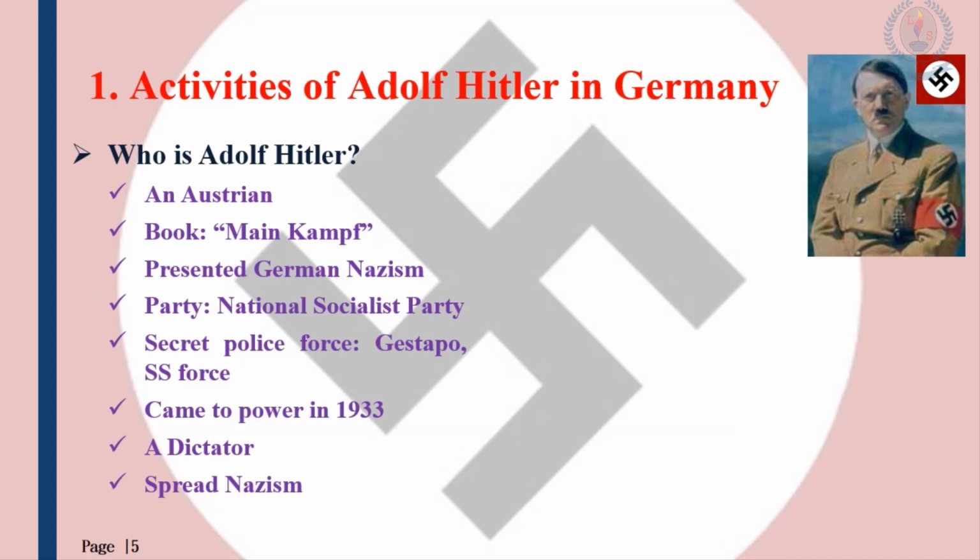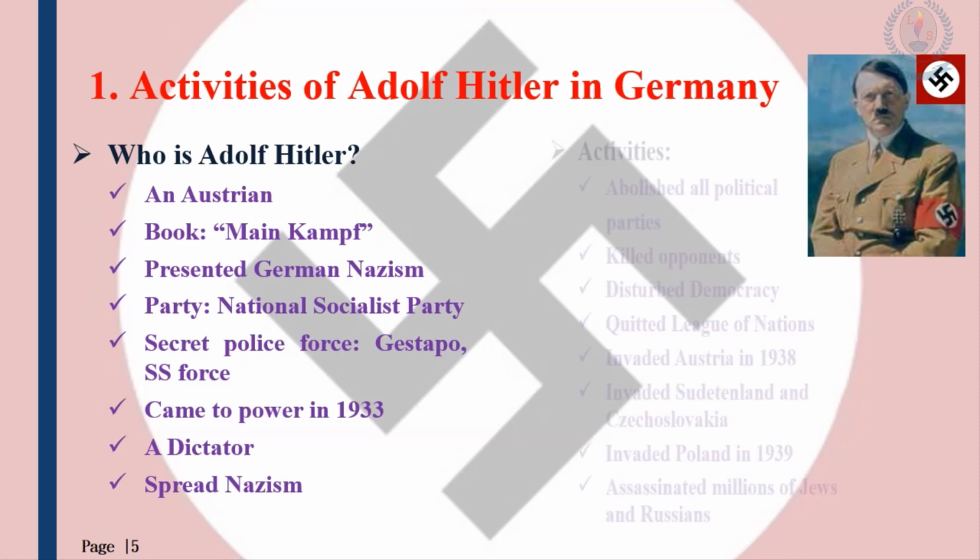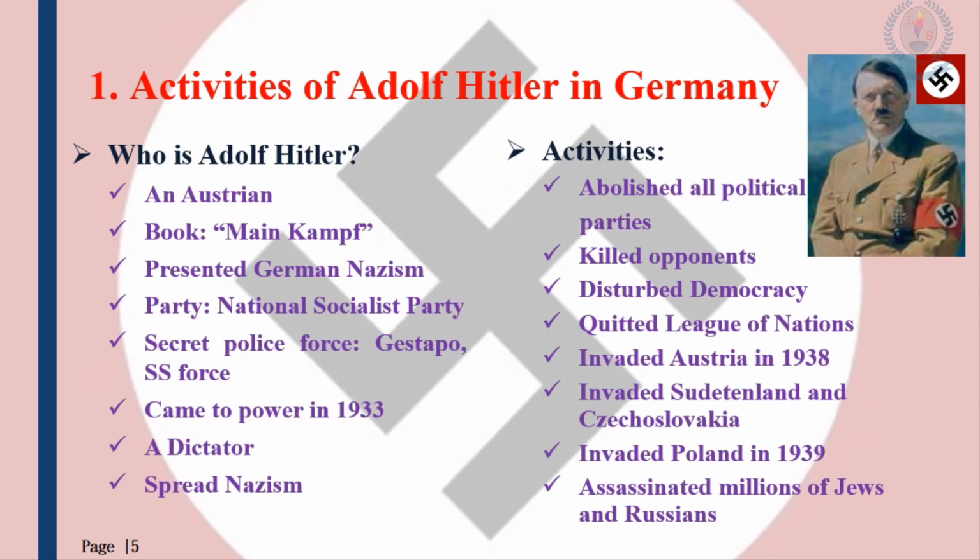Here I'm mentioning some of the activities of Adolf Hitler in Germany. Actually, Adolf Hitler was a dictator and he spread Nazism. Here we must know what Nazism is. Nazism emerged against democracy, communism and capitalism. It was a political system that was based on party dictatorship, and Adolf Hitler mentioned this Nazism in his book Mein Kampf.